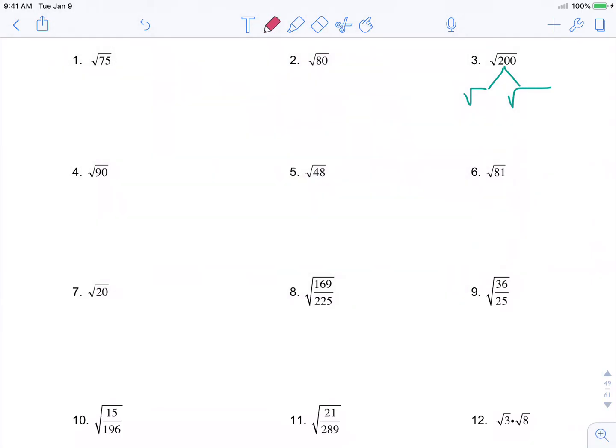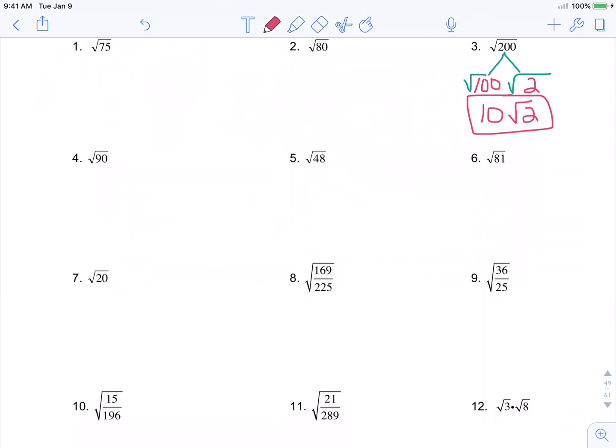So I'm thinking about numbers that go into 200. And 200 is a pretty big number, so I'm probably going to use a pretty large number. So 4 divides into 200, 25 goes into 200. But another number that goes into 200 is 100. And 100 is a big perfect square. 100 times 2 makes 200. So this breaks down as the square root of 100, which is 10, and then we have the square root of 2. Remember, you want the largest perfect square.